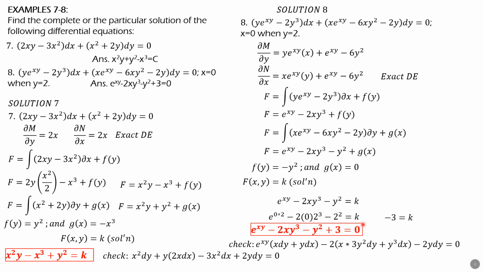Is there negative 2y cubed dx? Negative 2y cubed dx, check. And there is also negative 2y dy, which is this. So definitely this is the answer. So that's it for this video.